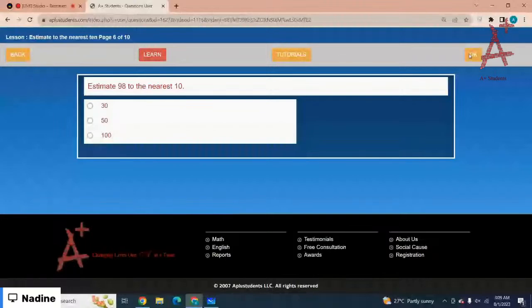Estimate 98 to the nearest 10, which is the correct option? The options you are given are 30, 50, and 100. So, which is the correct option? The correct option is 100; 98 is estimated to 100.